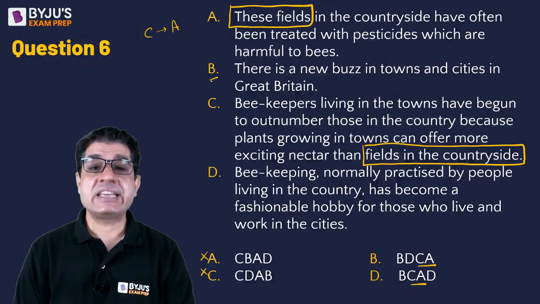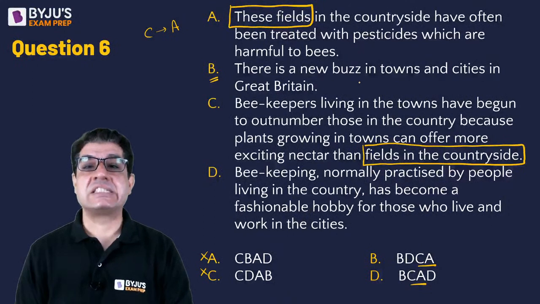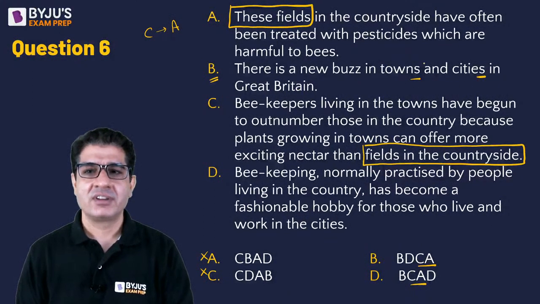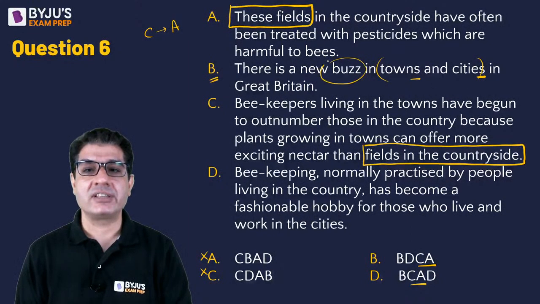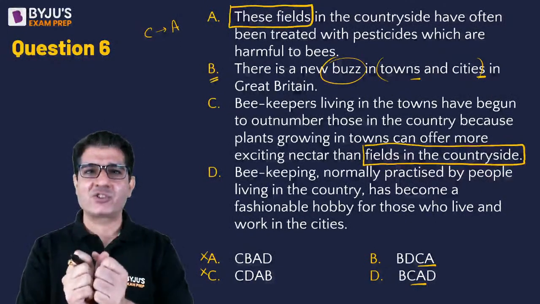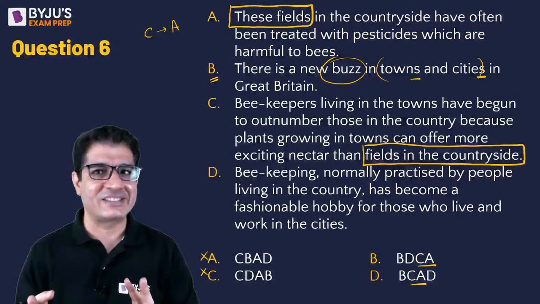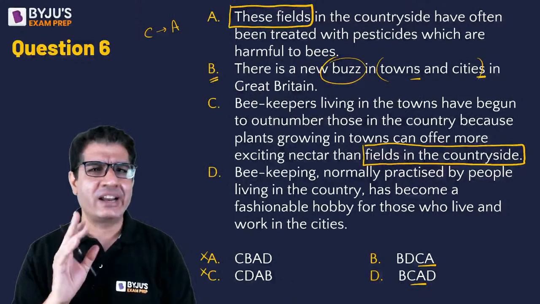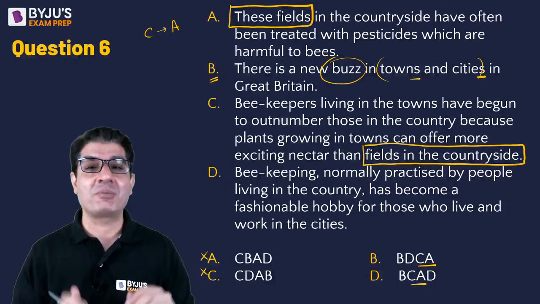So if I look at the idea in B, there is a new buzz in towns and cities in Great Britain. So we are talking about the urban areas. So what is that buzz? You notice there are times when you use an introductory sentence to grab the attention of the reader. So this is one of those sentences. But then how beautifully it relates to the rest of the paragraph where we're talking about beekeeping.